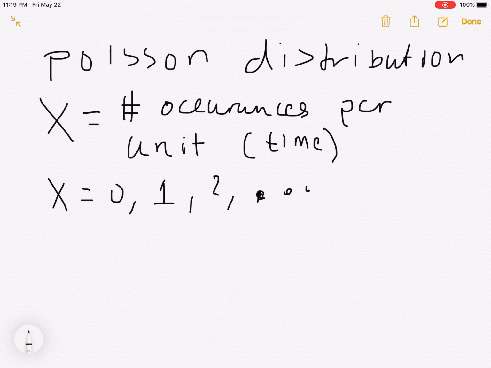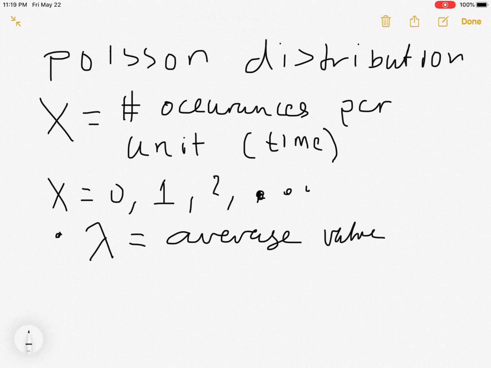In order to recognize X, one critical thing that you're going to need to be given is what's called the parameter lambda. Lambda is the average value. But you can also think of it as a rate of occurrence, because it is the average value per unit time.